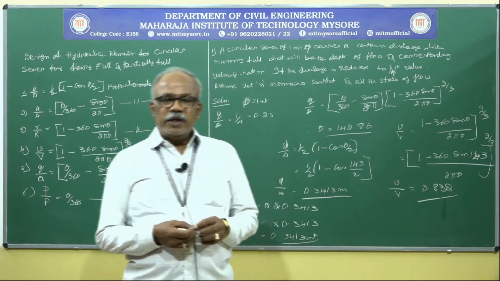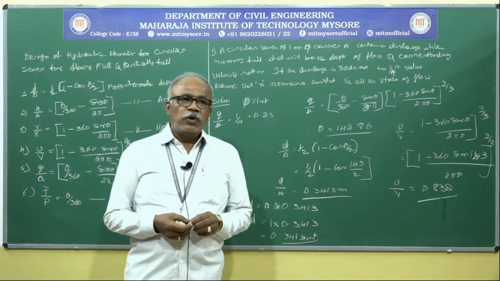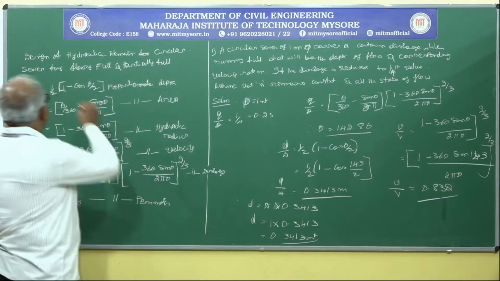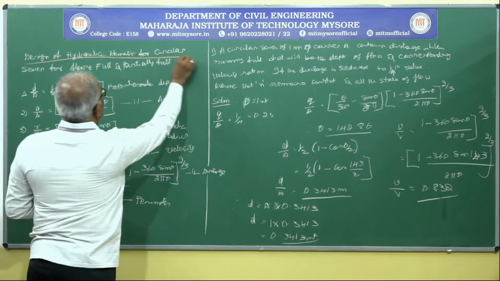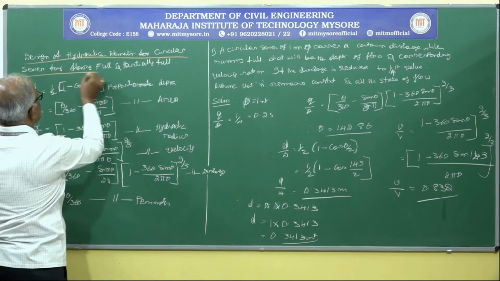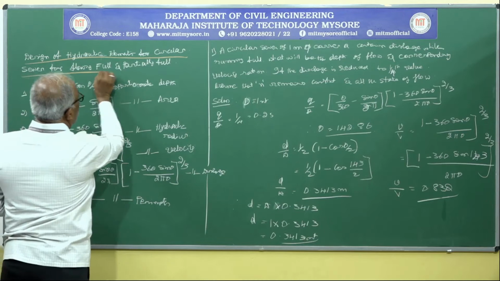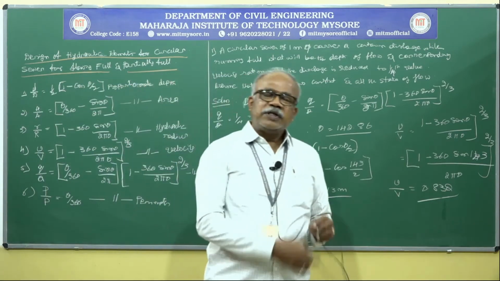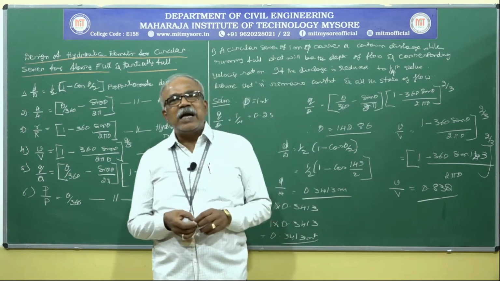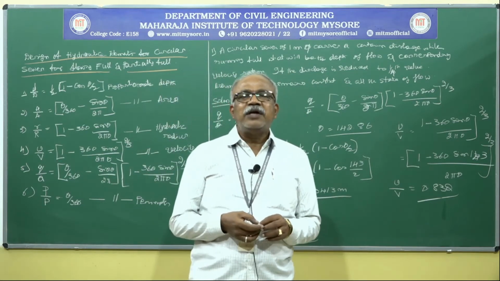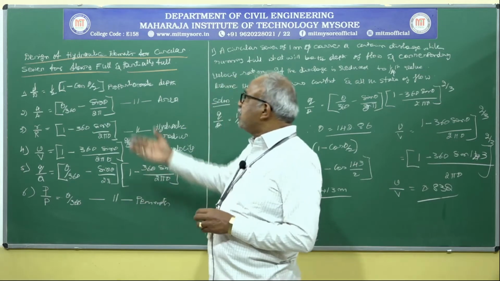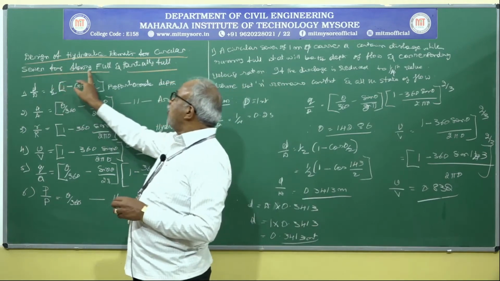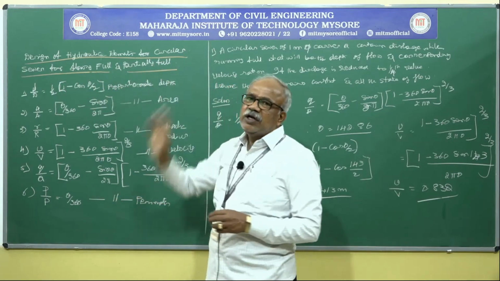Good morning to everybody. So today I am going to take up the new topic, design of hydraulic elements for circular sewer, flowing full and partially full. After discussing Manning's equation and Bazin's equation to calculate the velocity, the next topic is design of hydraulic elements for circular sewer for flowing full and partially full.